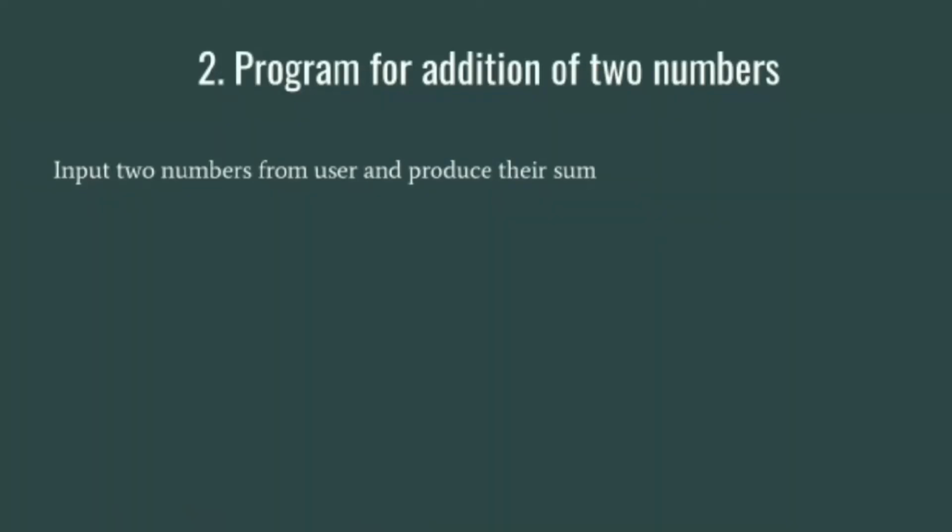Now our second program is for addition of two numbers. That means we have to take two numbers from the user and then we have to add them and produce the sum as the output. So let's see how it's done.